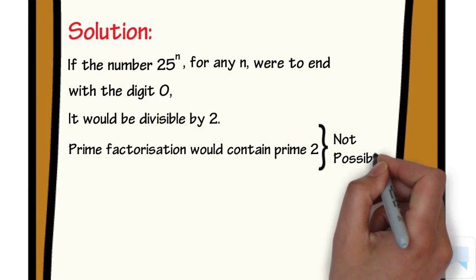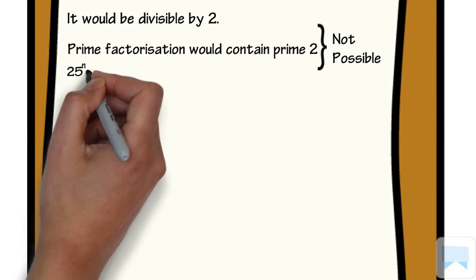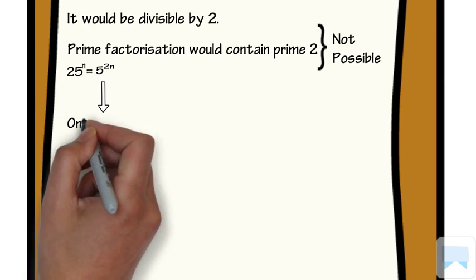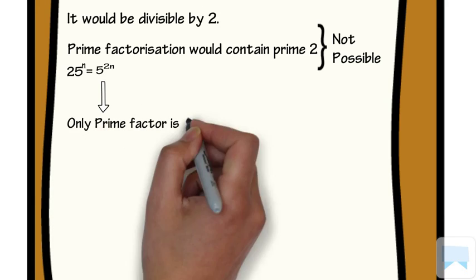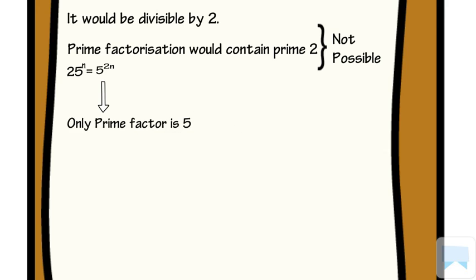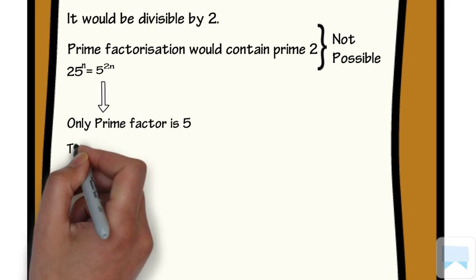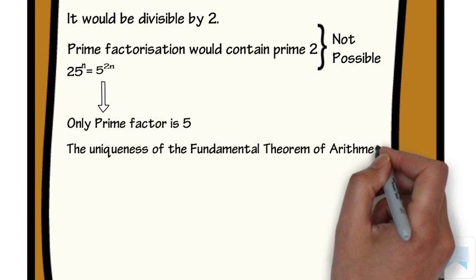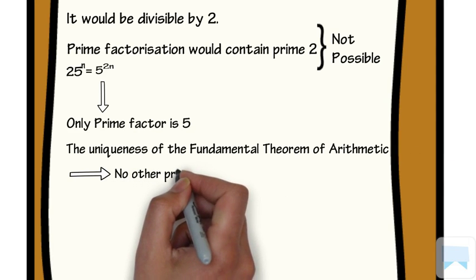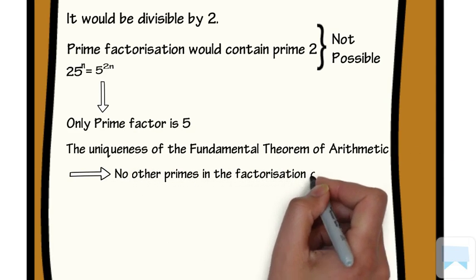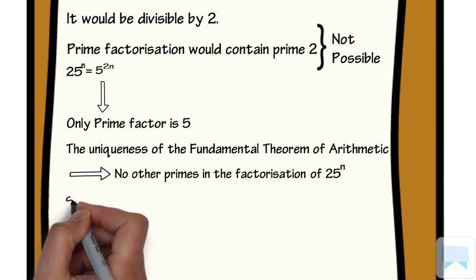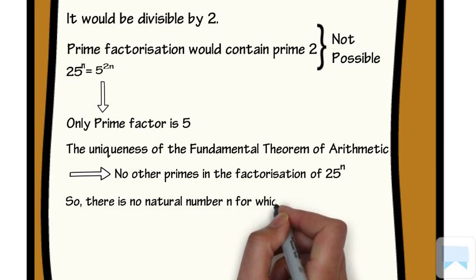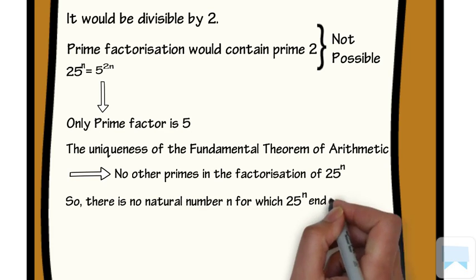This is not possible because 25 raised to the power of n is equal to 5 raised to the power of 2n. So, the only prime in the factorization of 5 raised to the power of 2n is 5. Since the uniqueness of the fundamental theorem of arithmetic guarantees that there are no other primes in the factorization of 25 raised to the power of n, there is no natural number n for which 25 raised to the power of n ends with the digit 0.